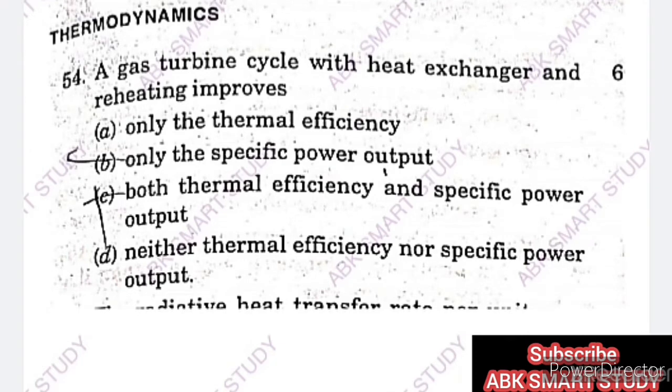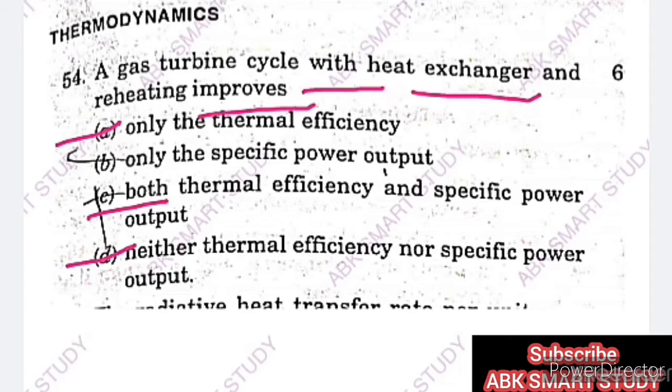A gas turbine cycle. So here a gas turbine cycle with heat exchanger and reheating improves, what? So in a gas turbine cycle, what happens with heat exchanger and reheating? Option A, only the thermal efficiency. Option B, only the specific power output. Option C, both thermal efficiency and specific power output. And option D, neither thermal efficiency nor specific power output.